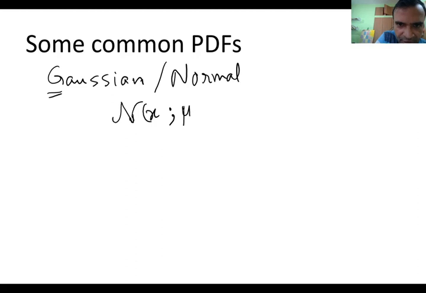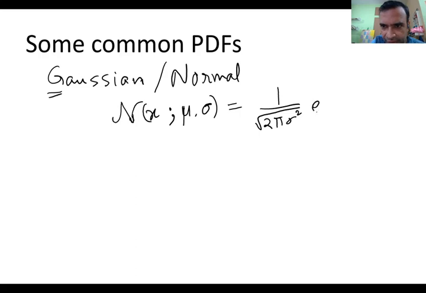So it has two parameters, mu and sigma. Mu is the mean or the expected value of this distribution, and sigma is the standard deviation or the square root of the variance. Okay, so this is going to be defined by this formula. We will have 1 by square root of 2 pi sigma square, okay, then e to the power minus x minus mu whole square by 2 sigma square. So this entire thing is in the exponent.